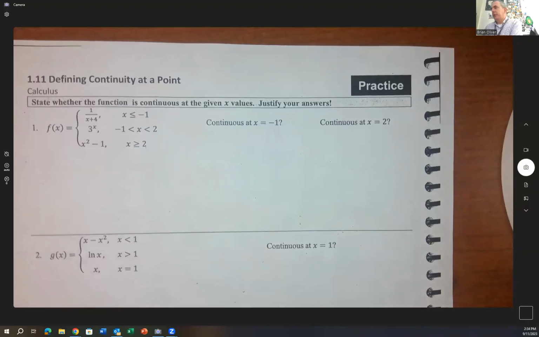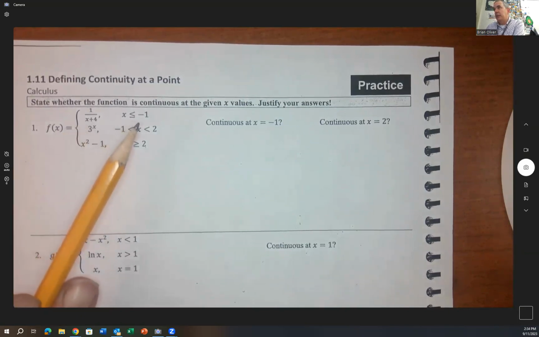Now, I want to do a quick review of continuity that we did today. So what I'm going to do is go ahead and show you an example, kind of work through it. So if we look over here, we have an example where we have the function f of x. It's a piecewise function that's defined as three different things between different ranges.